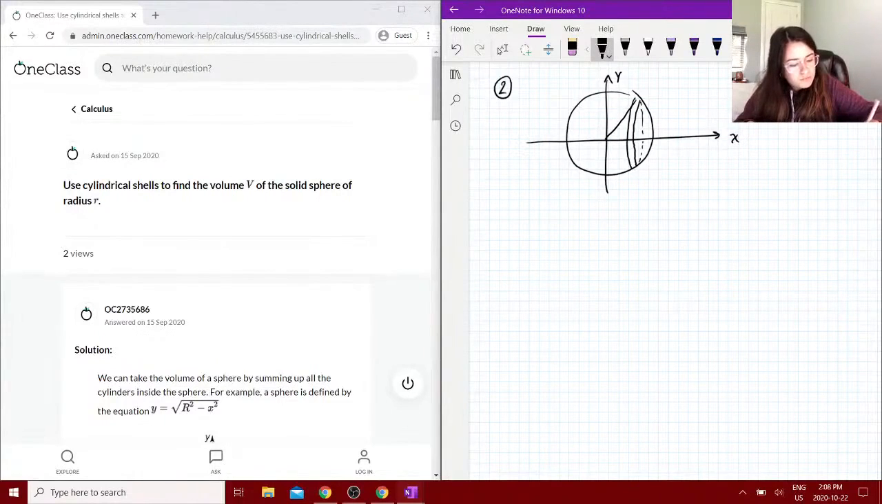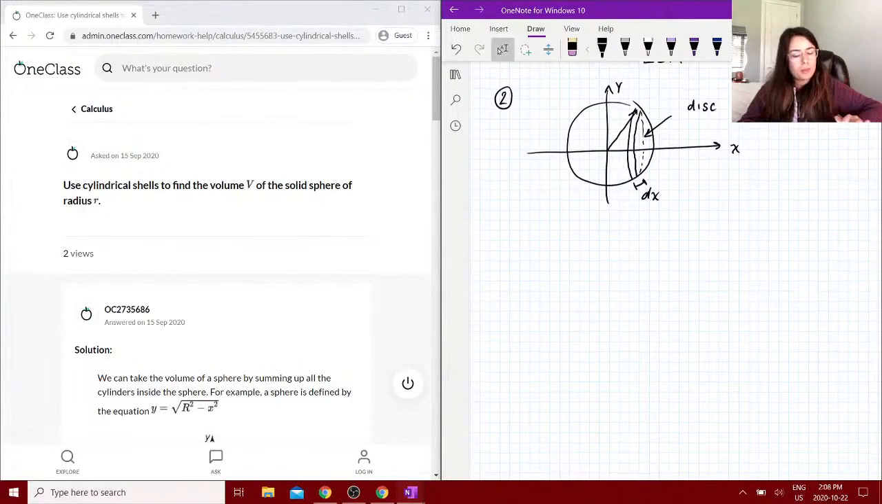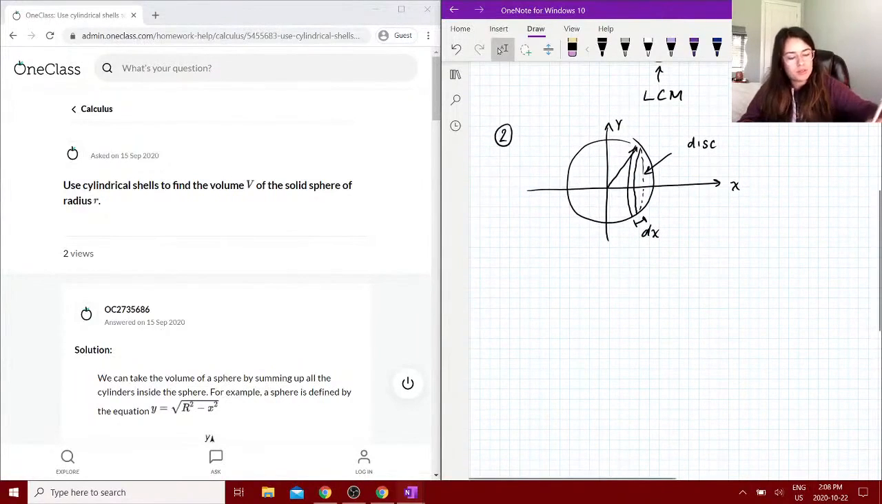So looking at it, here I'll just redraw this part a little bit. So looking at this one specific slice, we're going to call this a disc, okay? A disc, or we can imagine it as a cylinder. It has a thickness, which is very small, that we're going to call dx. Okay?